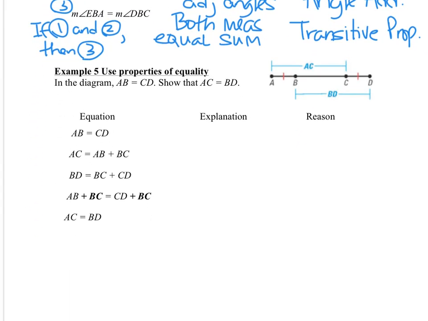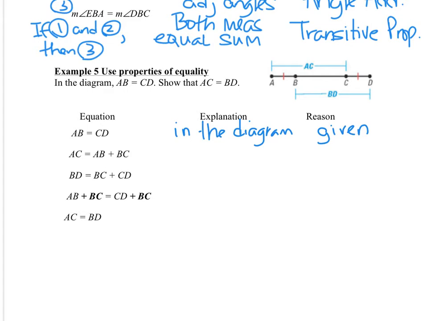Okay, now we're going to use properties of equality with segments. We used it with angles, and we're going to use it with segments. So I know that AB and CD are equal. Show that AC and BD are equal. Well, the first thing is, this is in the diagram, so it's given.